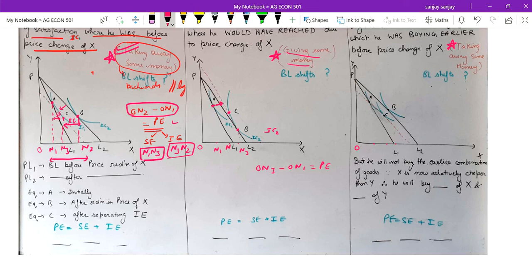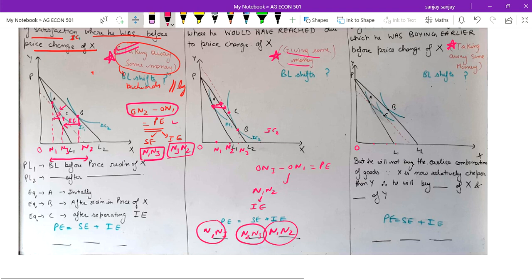So let's say out of this, when we give him some money, he moves from ON1 to ON2. So N1 N2 is the income effect. This is N1 N3. What is the other part? That is the substitution effect. That is, N2 N3 is the substitution effect.